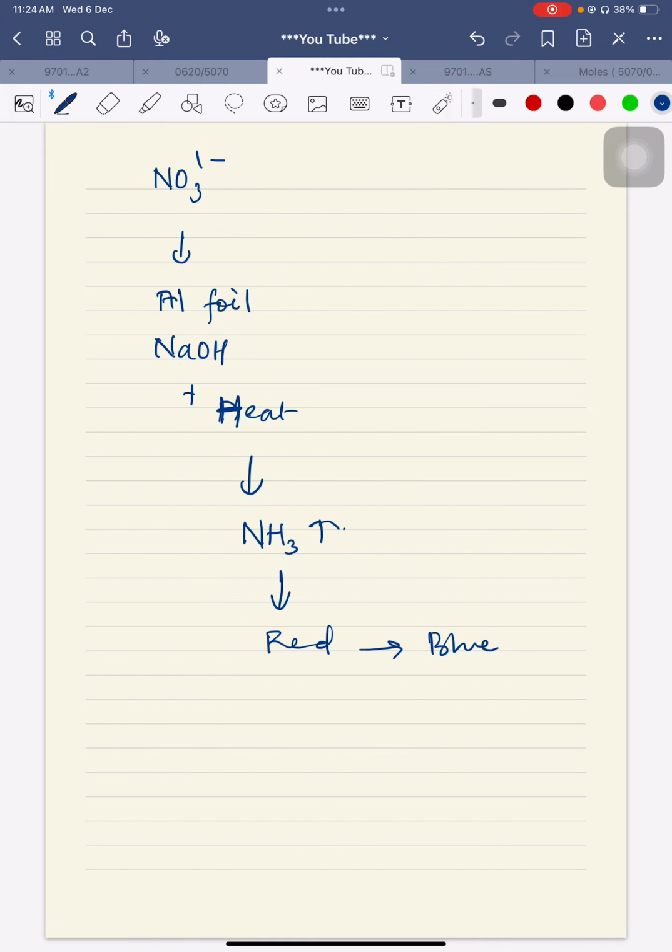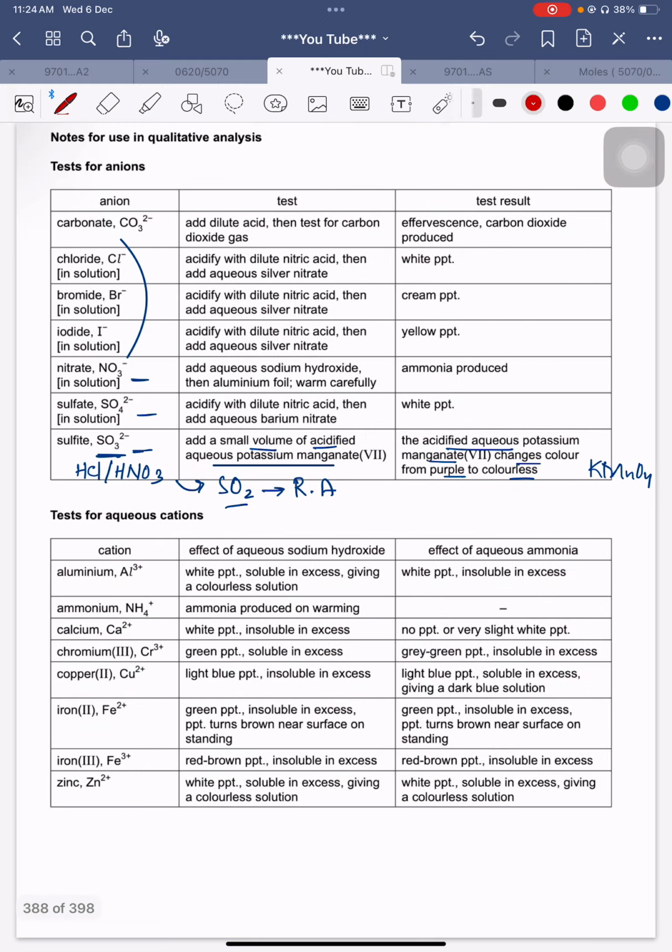So in this case, they can ask us: can we detect nitrate by adding sodium hydroxide? Yes. Can we detect sodium hydroxide by adding nitrate as well? Yes. So it is basically two-way traffic. I am trying to explain again and again that this is a two-way process: from one we can find out the other, and from the other we can find out the one. Now come to the next sheet.